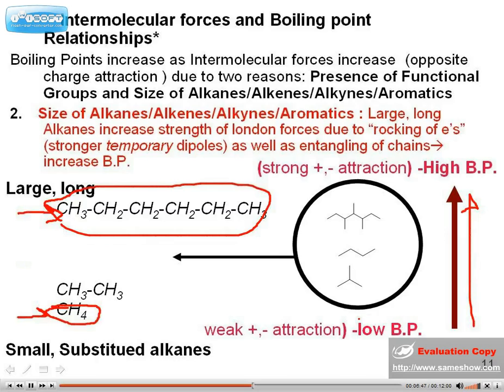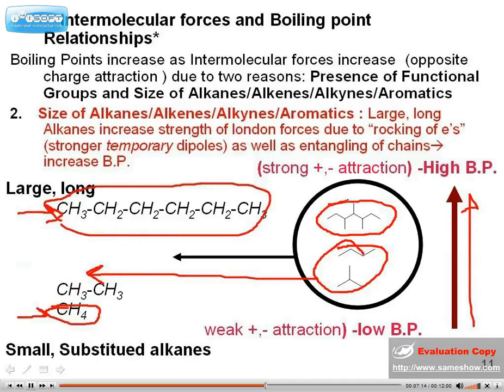Don't forget branching. So I included this as well. It turns out the more branched it is, the lower the boiling point. So let's compare these two that I'm circling right here. In this case, the one on the bottom is more branched, even though it has the same number of carbons and hydrogens, so it has a lower boiling point. Now, as the sheer size of the molecule gets bigger and bigger, even if it is branched, if it has more carbons and hydrogens, then it will have a higher boiling point.